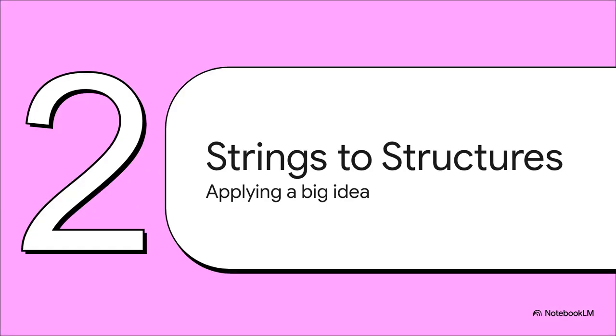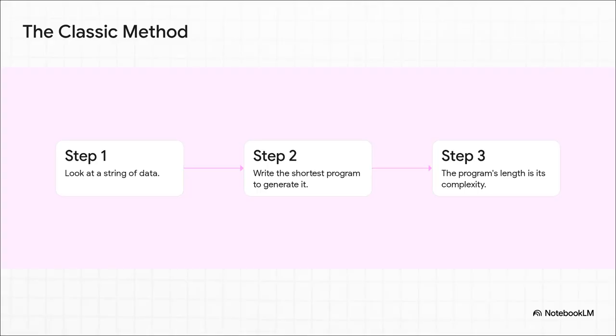Okay, so for decades, this whole idea was pretty much just used for simple strings of data. But this is where things get really interesting. Researchers are now taking this exact same concept and applying it to something way bigger: entire structures. And this is a total game changer. So just to make sure we're on the same page, the classic method is simple. You look at some data, you figure out the absolute smallest, most clever computer program that could create it. And the size of that program, that's your complexity score.